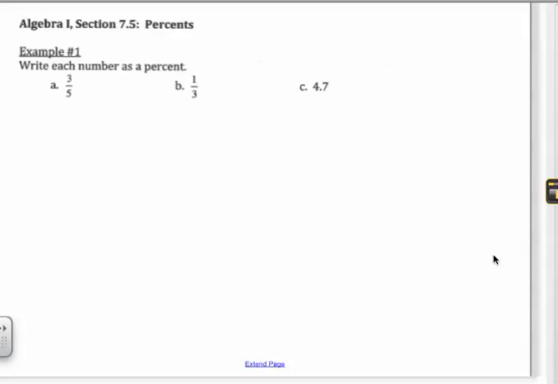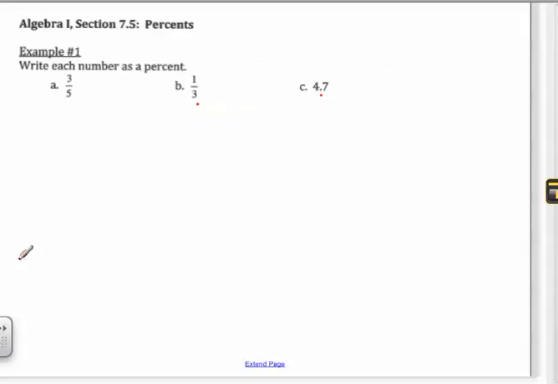We want to get percents back in our heads, and we're going to be doing some work with percentages. I just want to remind you of a few things with this section. Looking at this first part, it says write each number as a percent. I've got two fractions and a decimal, and you can write any number as a fraction, as a decimal, and as a percent.